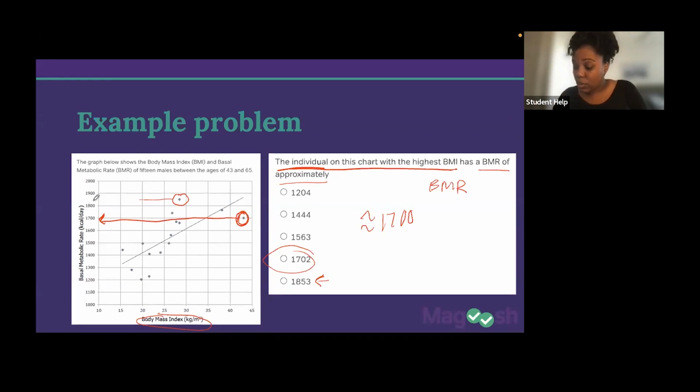If you circled this and you went over and you said, okay, it's about 1850, right? And you say, okay, well, let me look. So BMI, oh, wait, that's the highest BMR, not the highest BMI this way, okay? So sometimes it's taking just a second to look back and making sure that you don't get yourself tripped up on that fact.